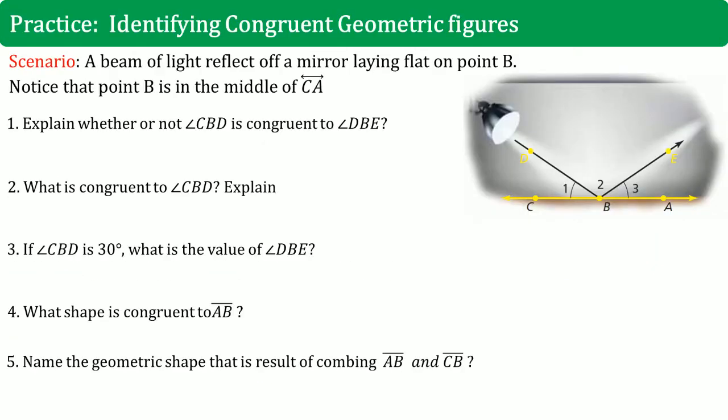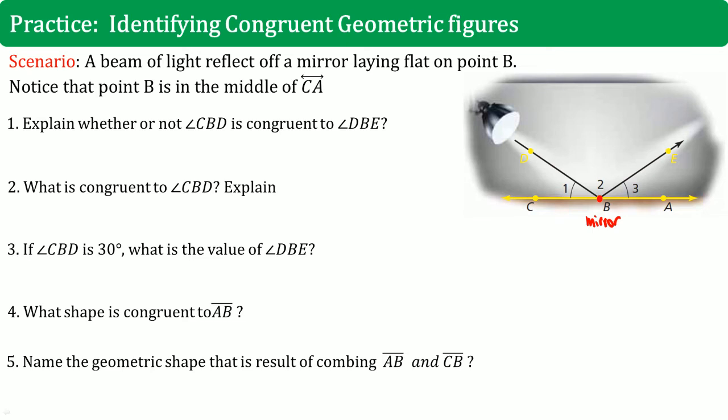Our last problem is a higher order thinking problem. In this scenario, a beam of light from this lamp is reflected off a mirror laying flat on point B. This is where the mirror is. Please note that point B is in the middle of line CA. If it's in the middle, you would understand that these are going to be equal distance. Okay, it cuts it right in the middle. Here are the 5 questions.